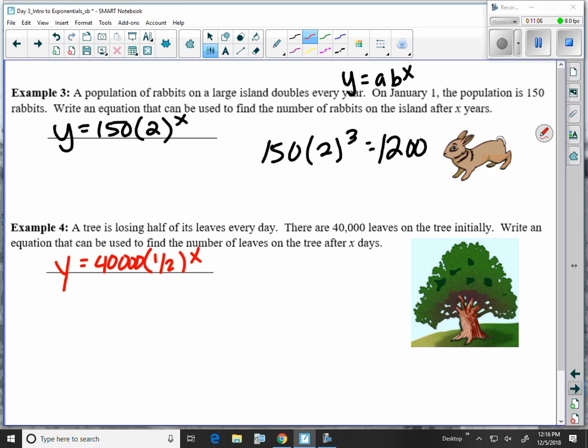0.5. Okay, because it's losing half. That's decay. Do we see the difference between growth and decay? Yep. Okay. All right, so what if I asked you, how many leaves does it have after 10 days? Okay, go ahead and see if you can figure it out. After 10 days, how many leaves are there?